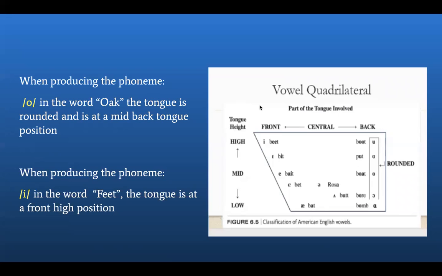So just some more on tongue placement. If we are producing the phoneme O in the word oak, the tongue is rounded and it is at a mid-back tongue position. If we are producing the phoneme I or E in the word feet, the tongue is at a front high position, as you can see here.